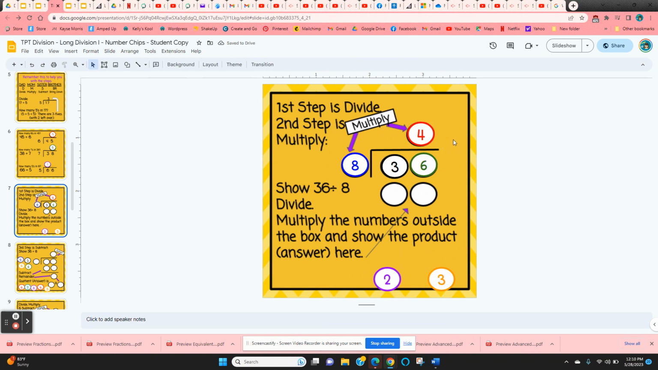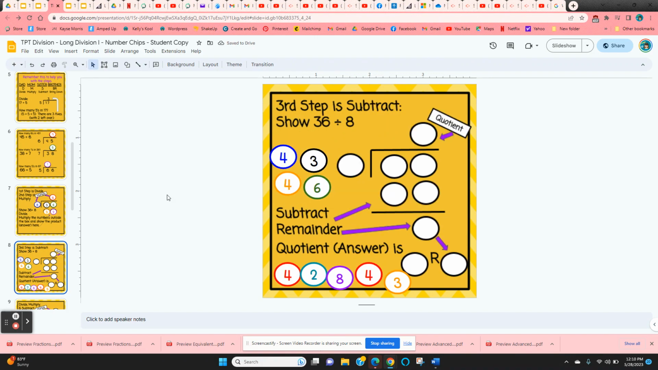The next step after divide is multiply. So it shows the numbers they're going to multiply outside the box. 8 times 4 gives them 32. So now they've just done the first 2 steps of their long division. The next slide, they're going to go a little bit farther.